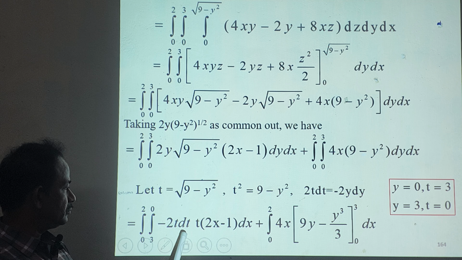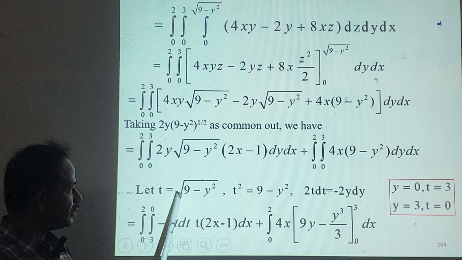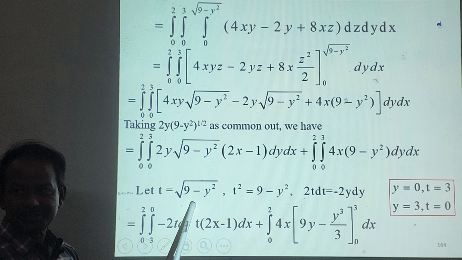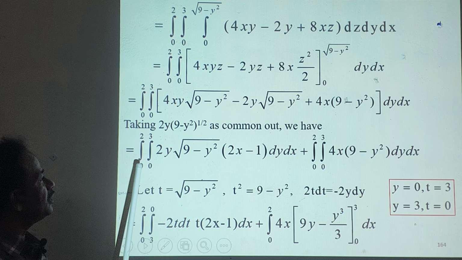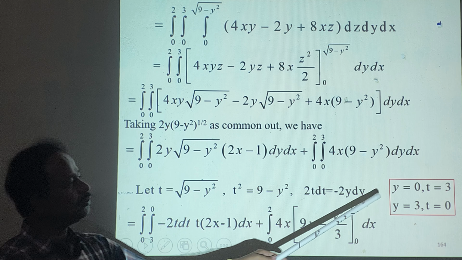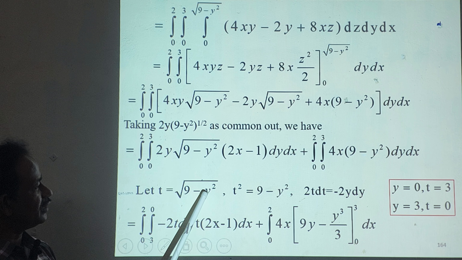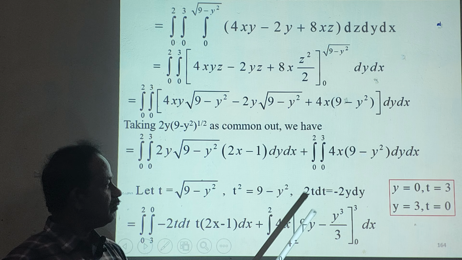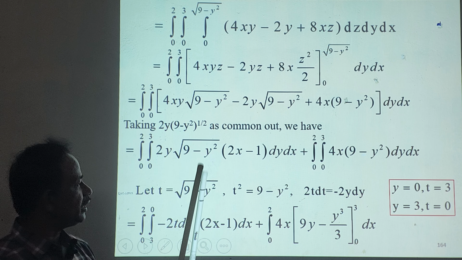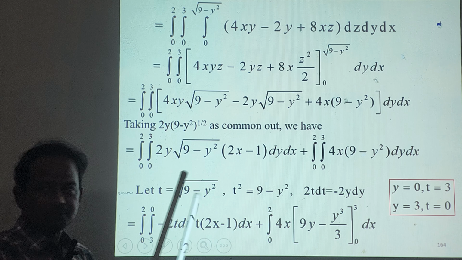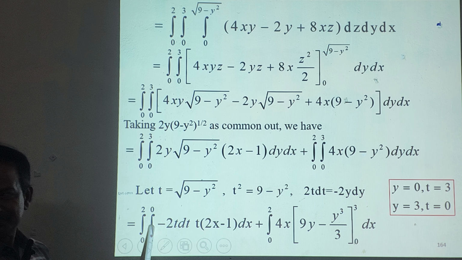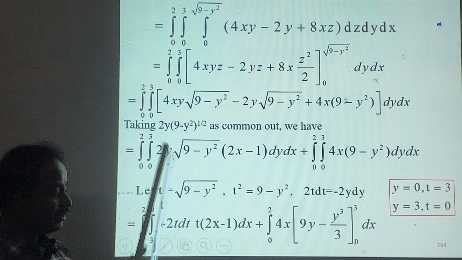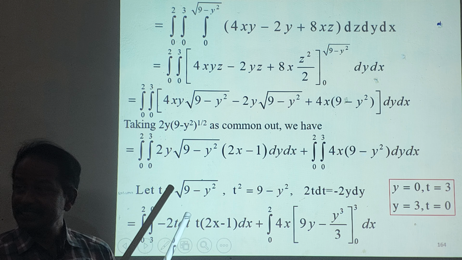So we have now this one. And when we use t equals root of 9 minus y squared, we should change the limits too. The limits are y equal to 0 to 3. When y equal to 0, t equals root 9, which is 3. When y equal to 3, the upper limit, t will be 0. So the limits will be changed to 3 to 0. Earlier it was 0 to 3 in terms of y, now 3 to 0 in terms of t.